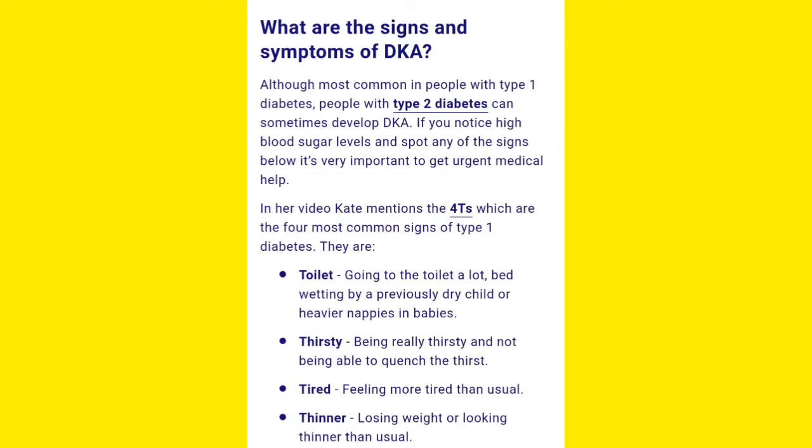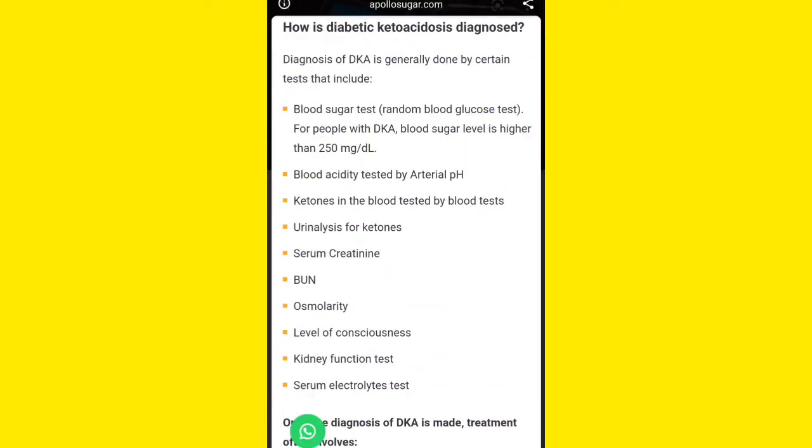Toilet, the patient will again and again go to urinate. So toilet, T. Next is thirsty, the patient will drink a lot of water, so thirsty. Next is tired, the patient looks very pale, very tired, the patient will look sleepy, so tired than usual. Next, the patient will be very much thinner, the patient will lose weight more than usual. Now, why does the patient lose weight? Do you know this? The patient loses weight because the patient is having a lot of ketone in the body, so that is why the patient is losing weight.